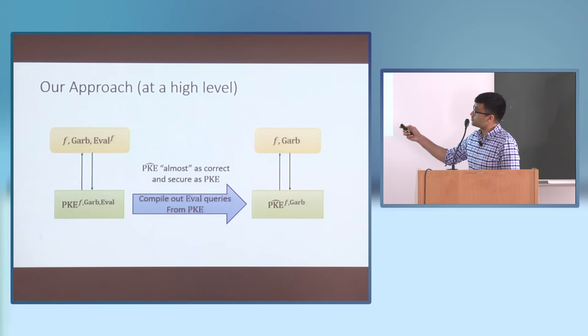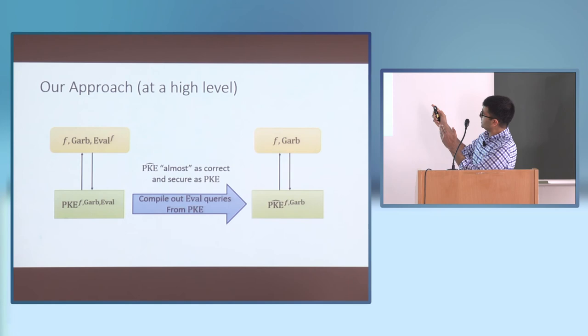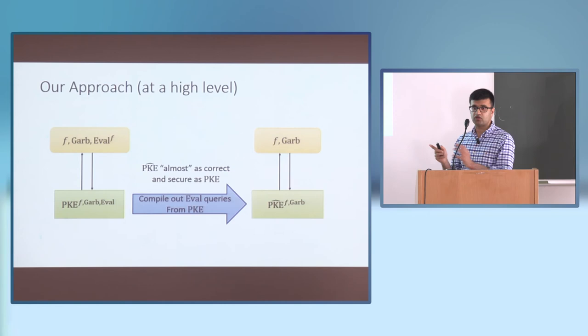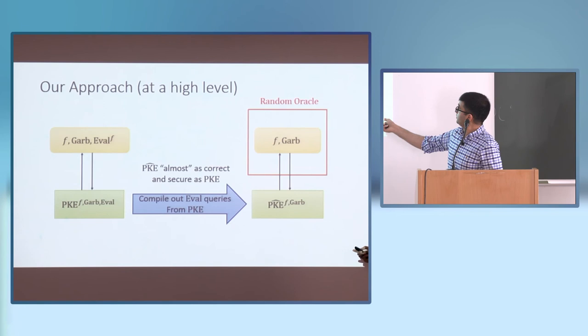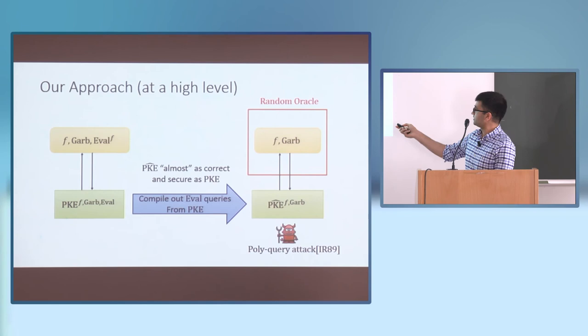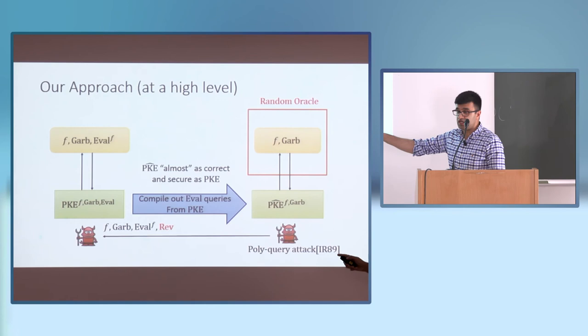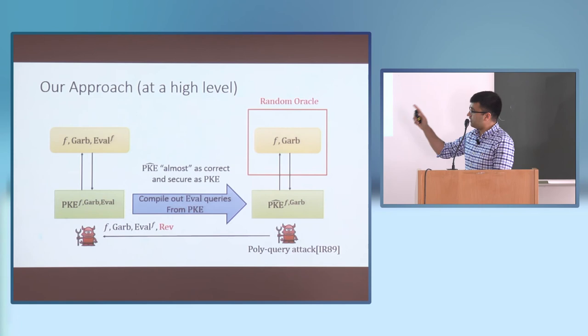Okay, so the significance of removing eval queries is that the compiled scheme only calls the oracles F and garb, and these two oracles are nothing but two independent random oracles. So we will be in the random oracle world, and by the result of Impagliazzo and Rudich, we have a polyquery attack against the compiled scheme. And our security reduction will show that you can reduce any attack against the compiled scheme into an attack against the original scheme by making use of all the oracles as well as ref. Okay, so this is where the oracle ref participates in the whole picture.